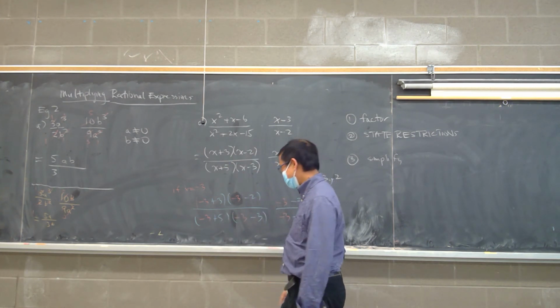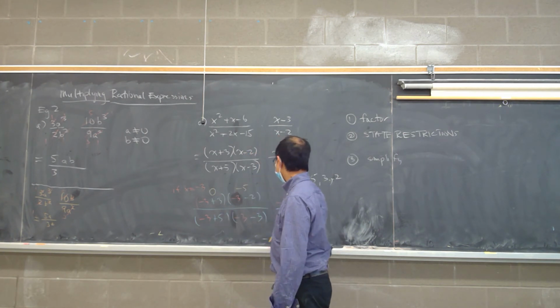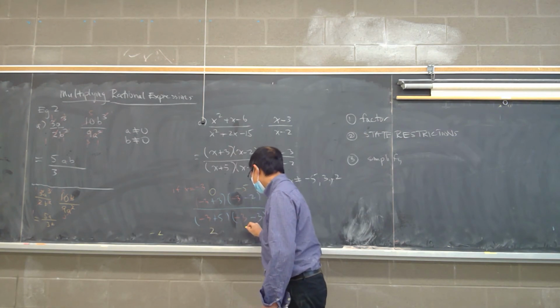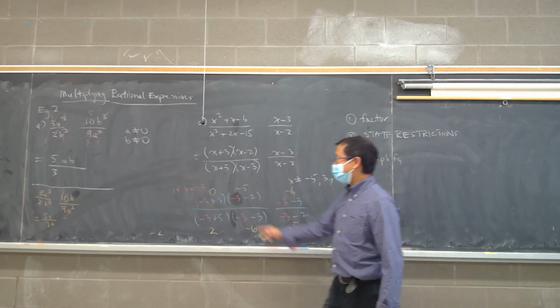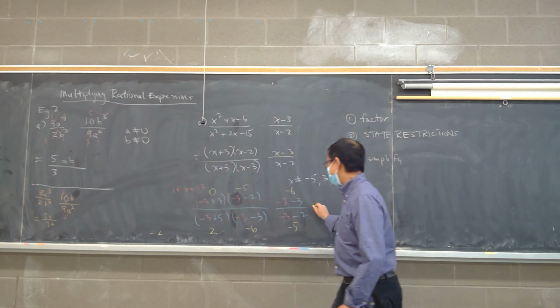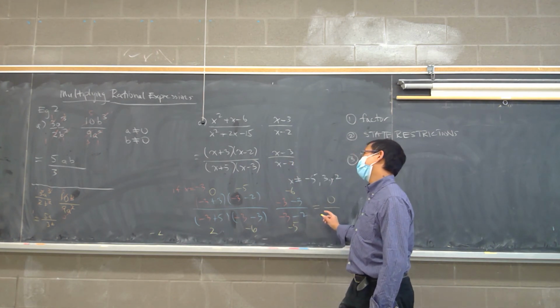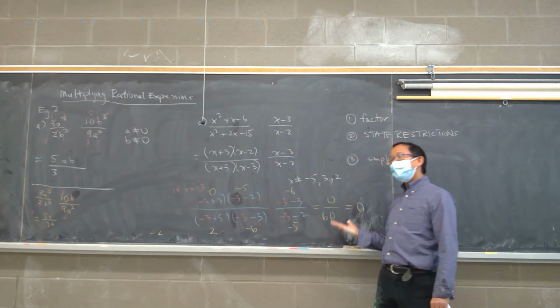So don't get me wrong. This becomes 0. This becomes negative 5. This becomes negative 6. This becomes 2. This becomes negative 6. This becomes negative 5, right? So this 0 times this is 0. 2 times this, which is positive 60, is 0. This is an answer.